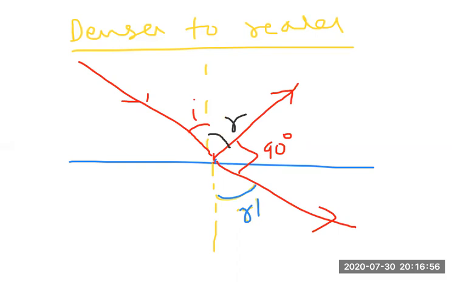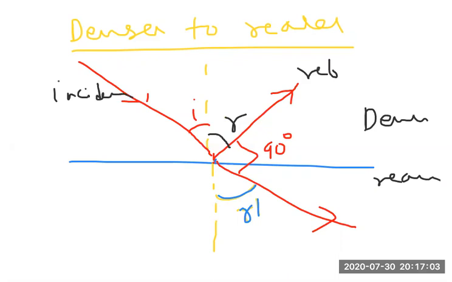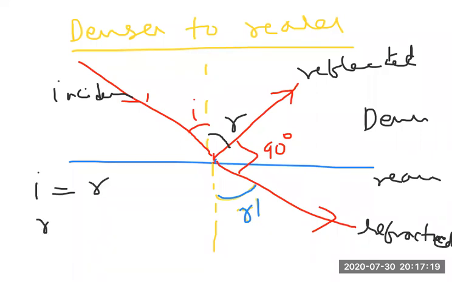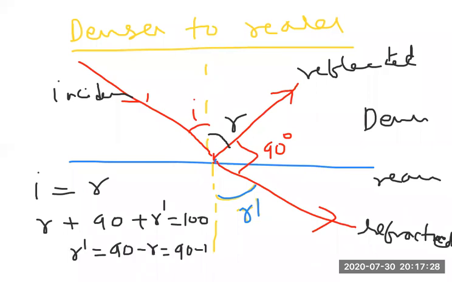So now this is the denser medium, and this is the rarer. Denser to rarer bends away from the normal. This is the incident ray, this is the reflected beam of rays, and this is the refracted ray. So now here also what can we write? I is equal to R, and R plus 90 plus R dash is equal to 180. So r dash is equal to 90 minus r, or I can write 90 minus I.